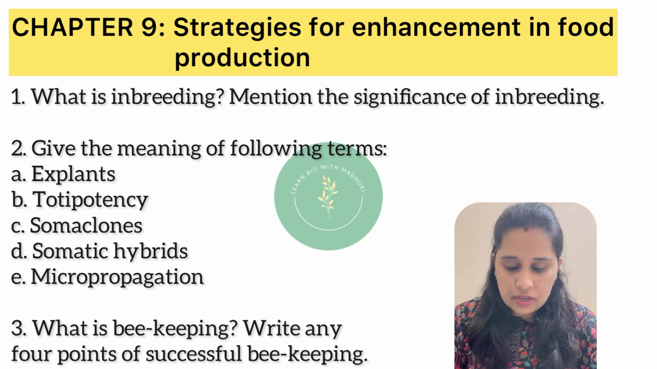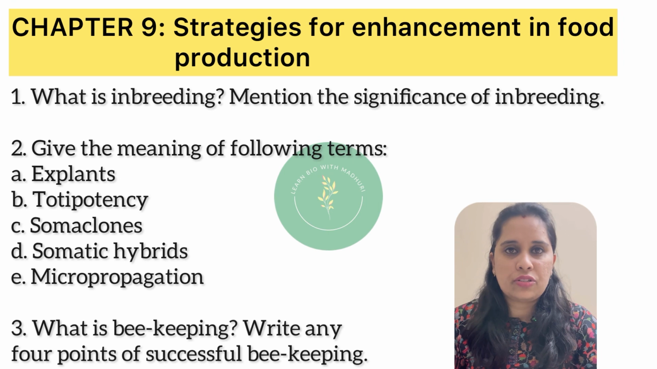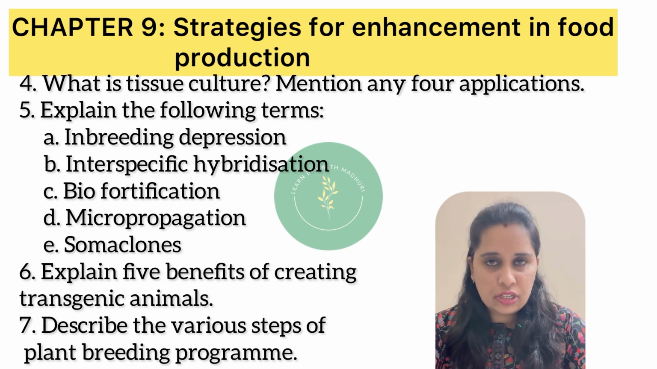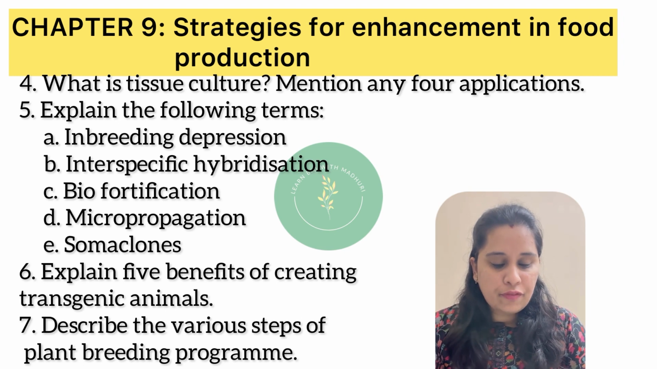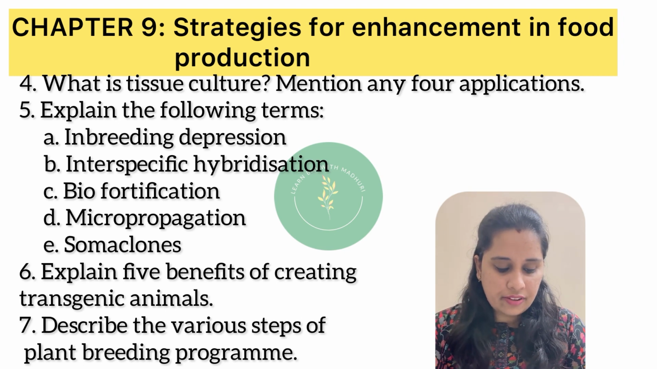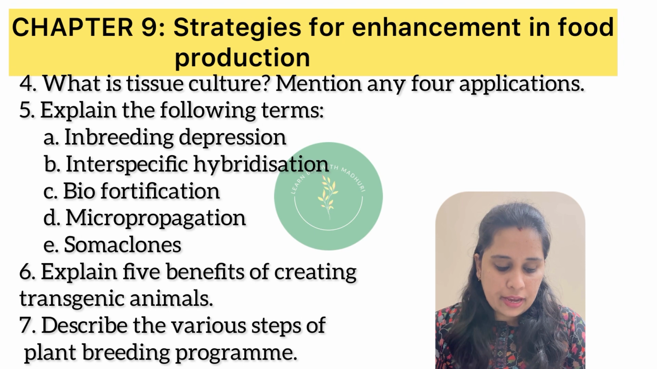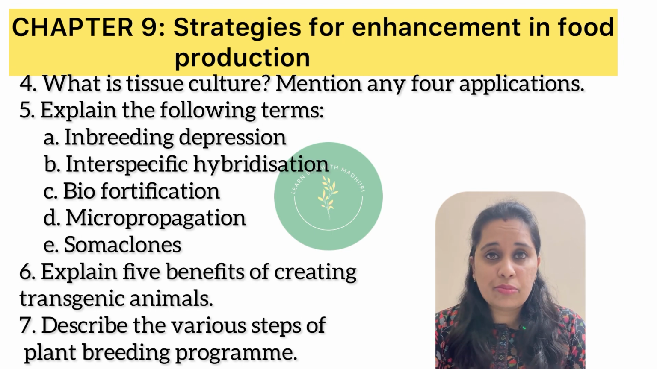Question number 3, what is beekeeping? Write any 4 points of successful beekeeping. Even this question has been asked once or twice. Next question, question number 4, what is tissue culture? Mention any 4 applications. Question number 5, explain the following terms. Again, they have given 5 terms: inbreeding depression, interspecific hybridization, biofortification, micropropagation, soma clones. Okay, you can see here around 3 terms. Again, it's been repeated, so it's equally important.